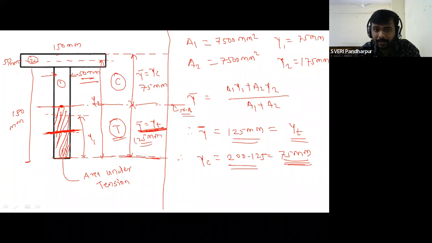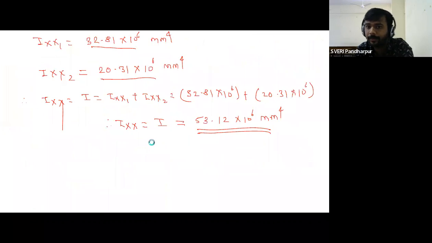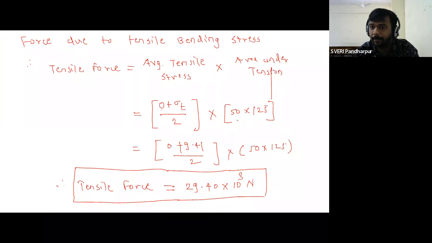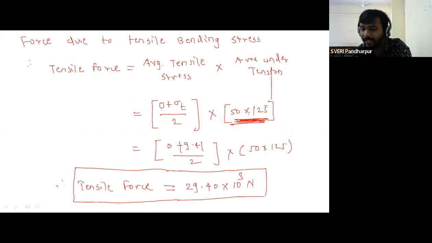50 mm by their y bar. What is the y bar? 125 mm. बरोबर. 50 mm by 125 mm. तोच टी सेक्शन मी काय केला होता? इन्व्हर्ट केला होता आणि तुम्हाला असं सेक्शन मिळालं असेल मे बी.